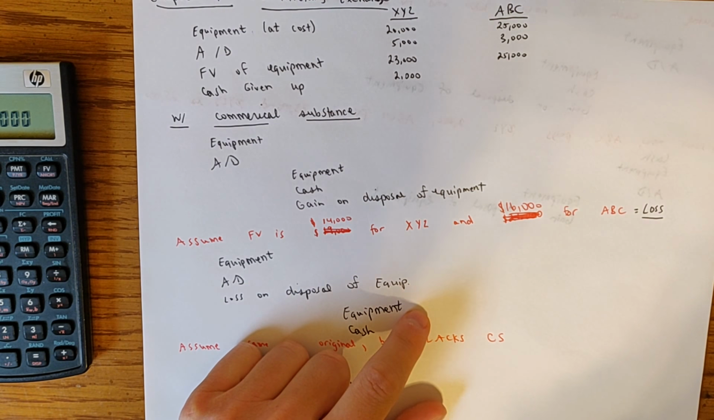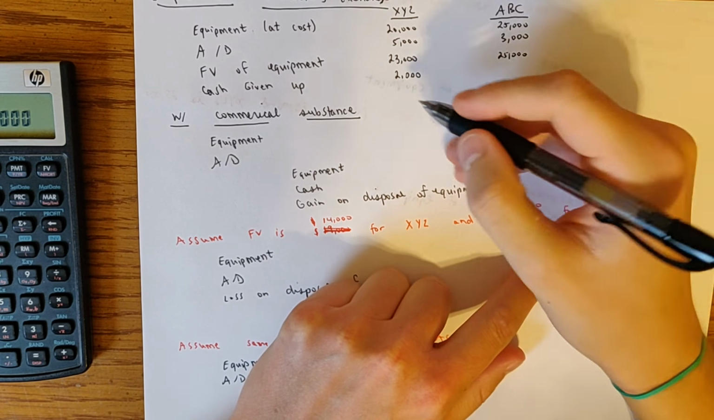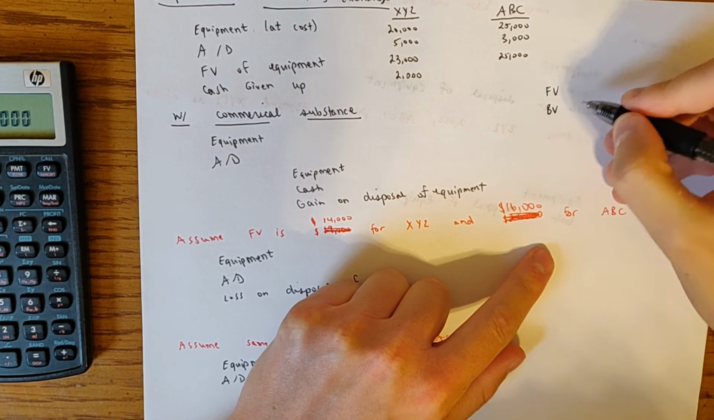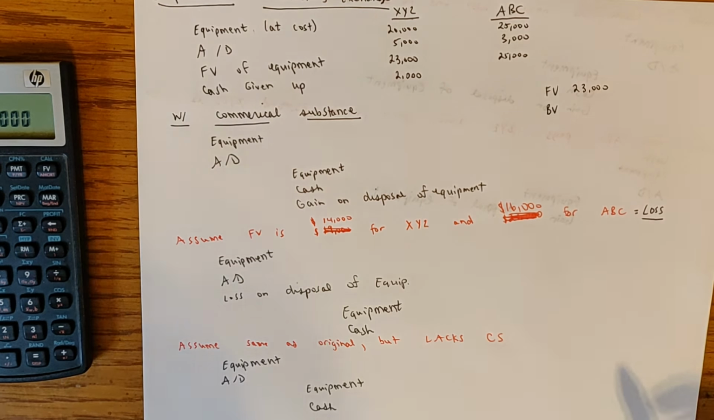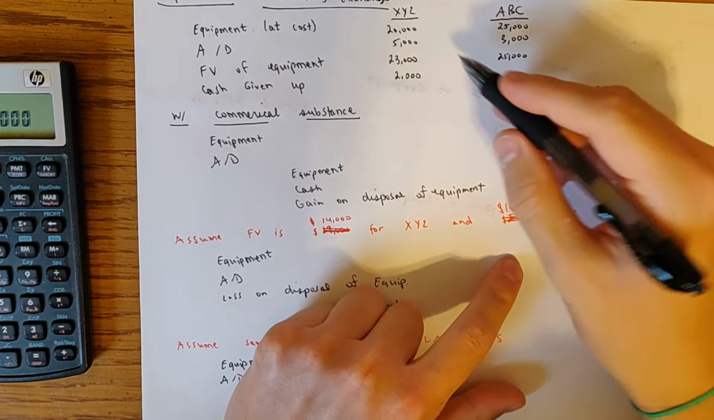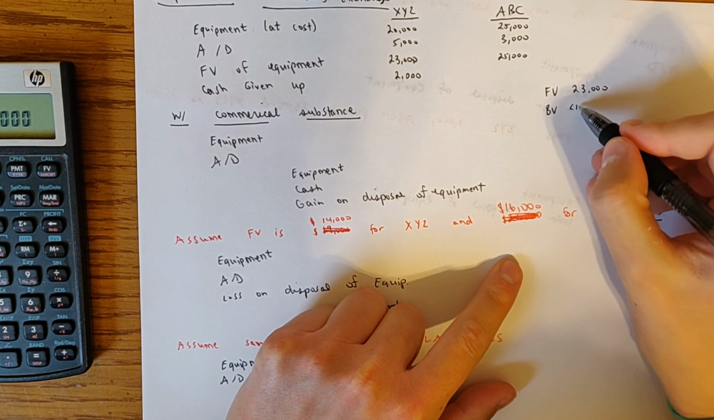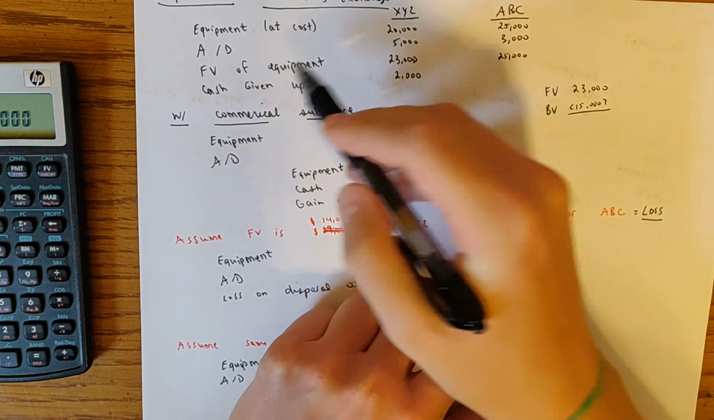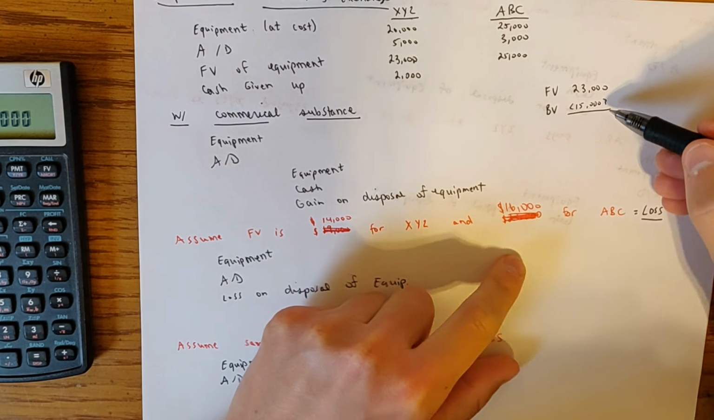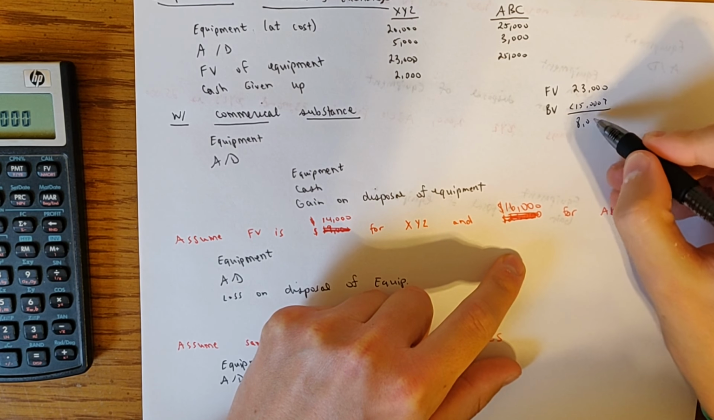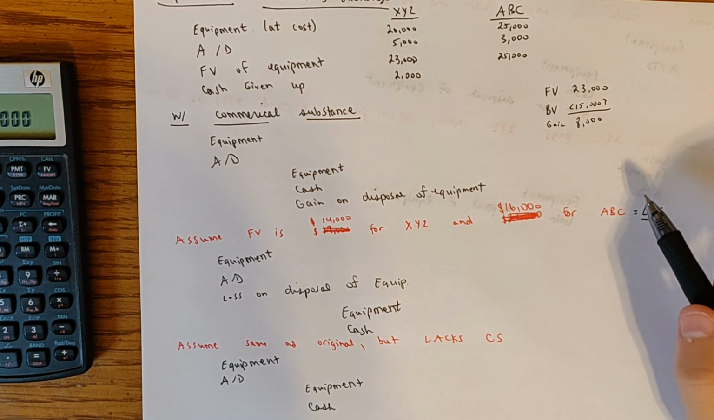So with commercial substance, we know that we'd recognize all gains and losses. Let's calculate the gain or loss. We take fair value and subtract away book value. Fair value in this case is 23,000. Sorry, I forgot to say, we're doing this from XYZ's perspective, okay? For the journal entries, fair value of equipment is 23, book value would be 15. How did I get 15? Equipment at cost minus accumulated depreciation, so 20 minus 5 is 15. Gain, $8,000.